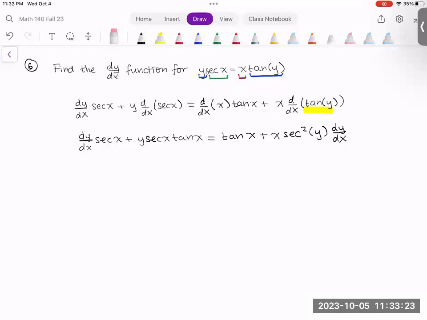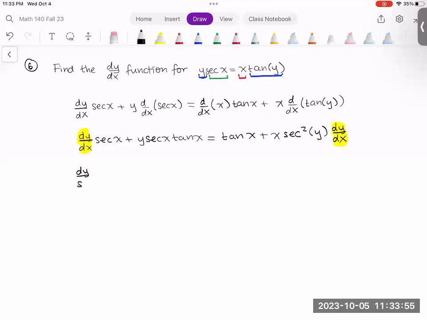Okay, so we are ready to start thinking about isolating dy/dx. We see it on both sides of our equation. And so we're just going to do a little bit of algebra. We're going to move all of the terms that have dy/dx in them as factors to the left-hand side, and everything else that doesn't have dy/dx as a factor, we're going to move to the right-hand side. So let's try this out.